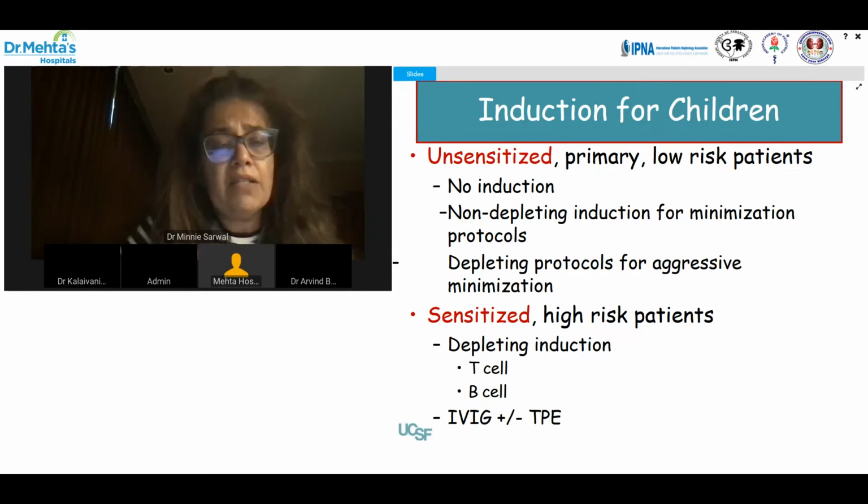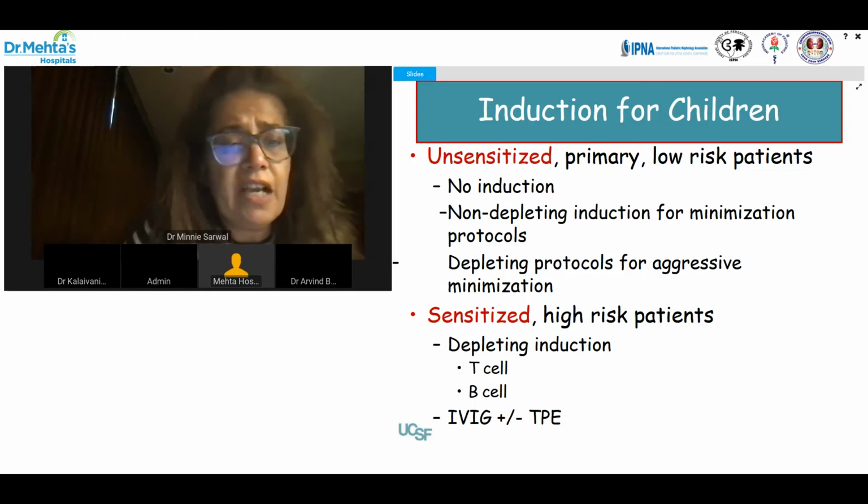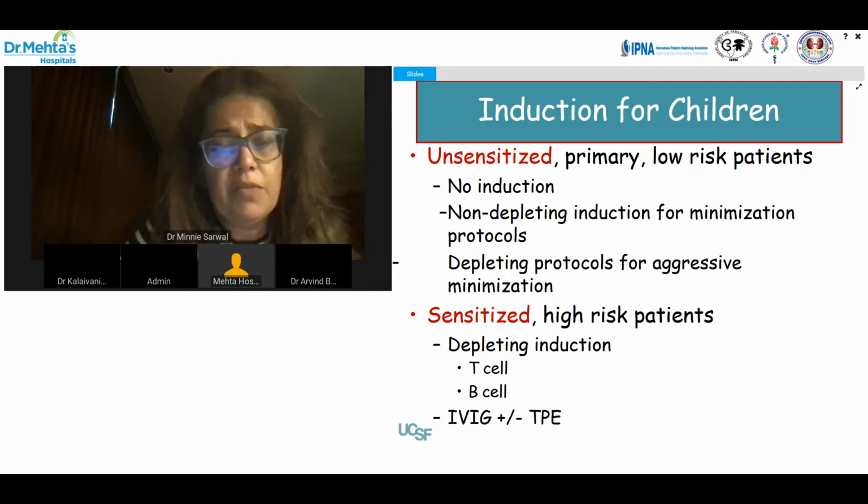So as a rule of thumb, for induction in children, unsensitized primary low-risk patients usually require either no induction, or non-depleting induction for minimization protocols, and depleting protocols potentially for some very aggressive minimization, which is actually extremely rare. In fact, in trials done through the Clinical Trials in Organ Transplantation in Children in the United States through the NIH, some of these depleting protocols for aggressive minimization have not shown success and have been shown to have higher rates of acute rejection. Therefore, our paradigm for the unsensitized primary low-risk patient is either no induction or non-depleting induction.